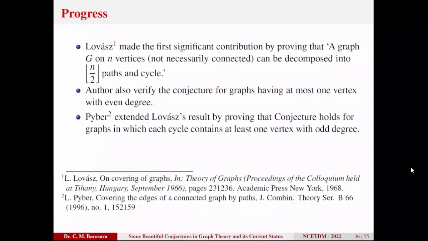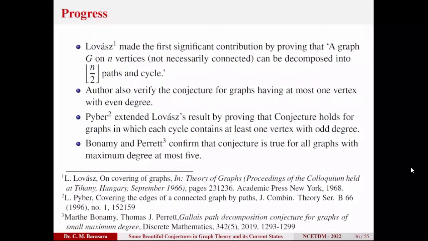While Fabre has extended Lovász's result by proving that the conjecture holds for graphs in which each cycle contains at least 1 vertex with odd degree. The condition has been relaxed a little. While Bonamy and Perrett have confirmed that the conjecture is true for all graphs with maximum degree at most 5.